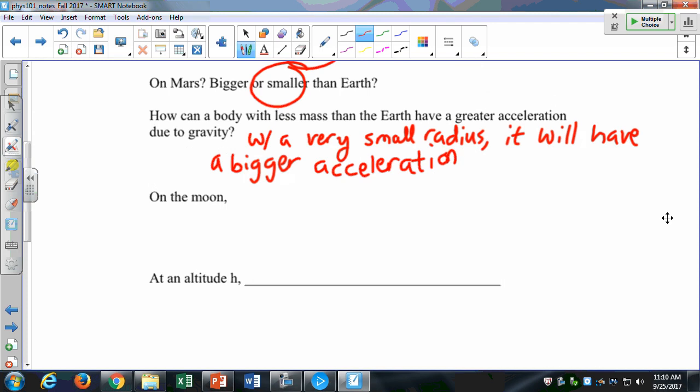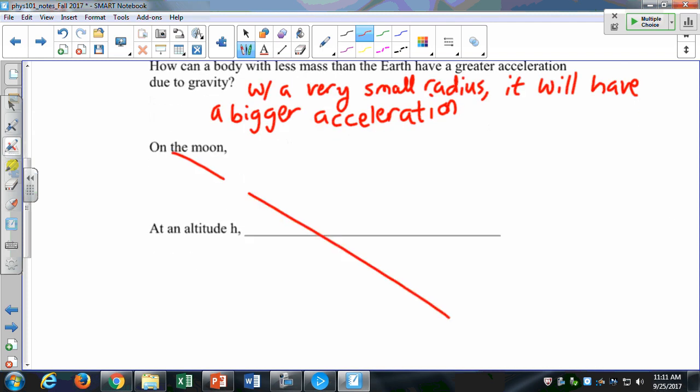All right. Let's see. We're going to skip this part about the moon. We're just going to calculate g, but we'll skip that.